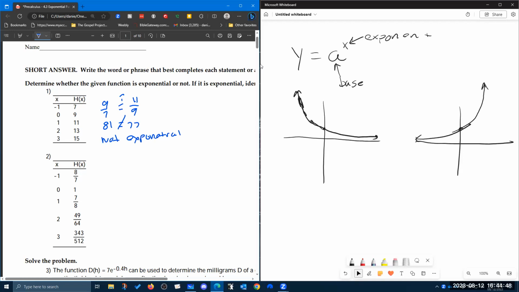Let's now take 1 divided by 8 over 7. Is that equal to 7 over 8 divided by 1? Let's multiply here. 1 is equal to 1. And my base here is going to be the multiplier of 7 over 8. That's what I'm multiplying by each time to get to the next term. So I can figure that out by taking the ratio of any two terms here. I see that it comes out to be 7 over 8.